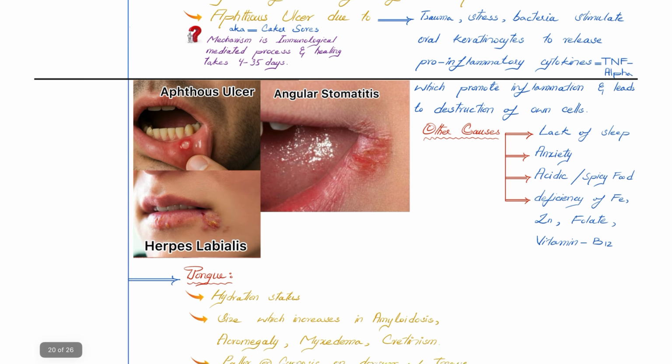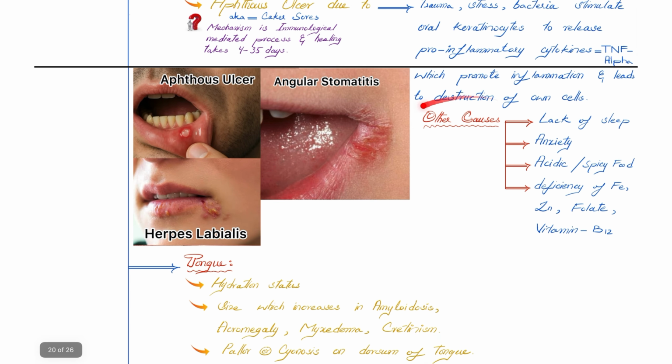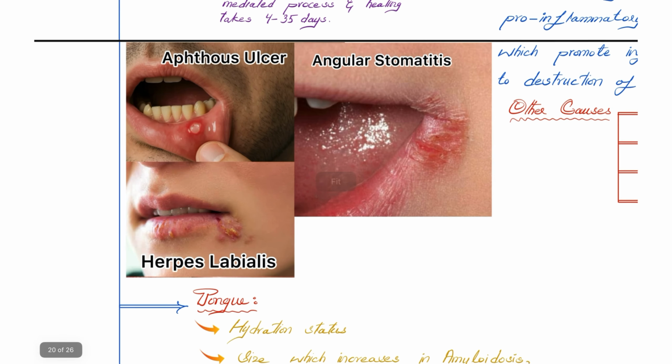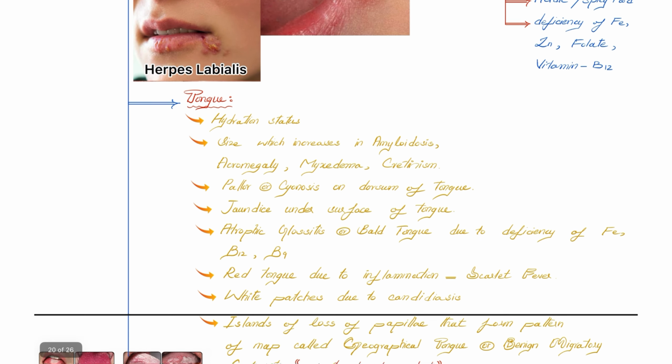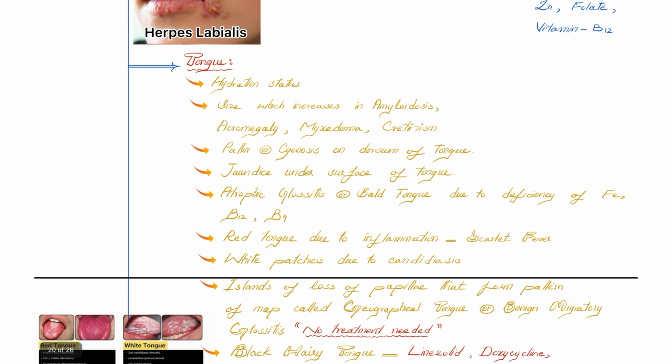cells. Some other causes of aphthous ulcer are lack of sleep, anxiety, as I already discussed, eating too spicy or acidic food, and deficiency of iron, zinc, folate, and vitamin B12. As you see in the picture, this is aphthous ulcer, angular stomatitis, and herpes labialis. Then look at the tongue of the patient to assess the hydration state.